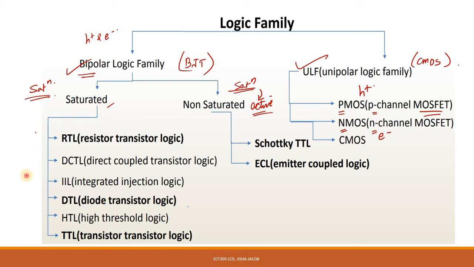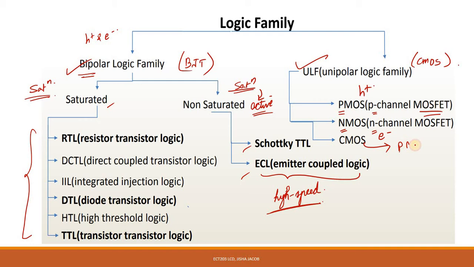Within bipolar saturated itself, we have these classes of logic families: RTL, DTL, TTL, etc. In non-saturated, you have Schottky and ECL. ECL is an important class, but ECL is used where high-speed applications are required. Where high speed is very important and other parameters can be sacrificed, we go for ECL. But in case it is not that important, we go for the other families. Complementary MOSFET actually involves both PMOS as well as NMOS in the same circuit.